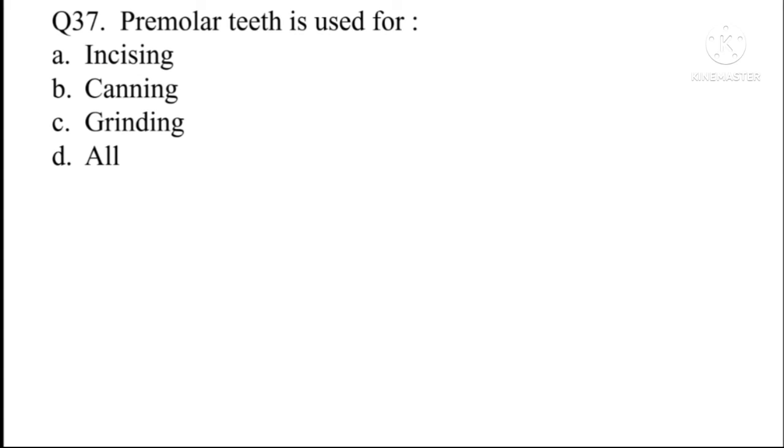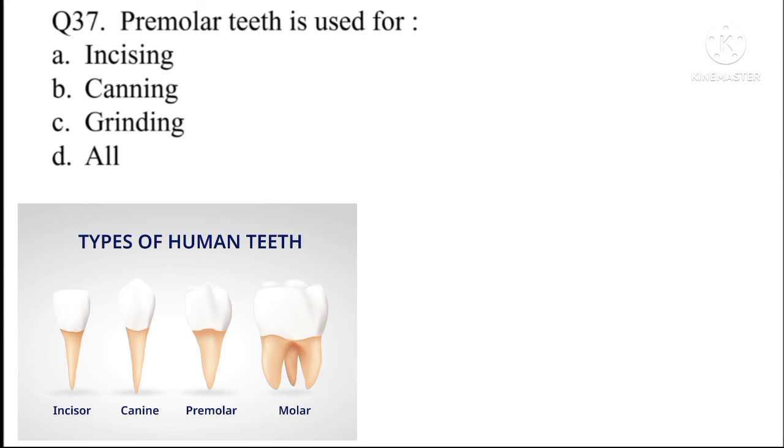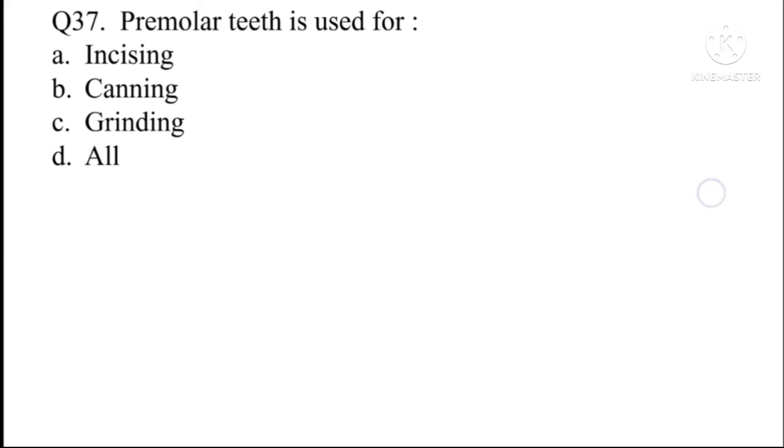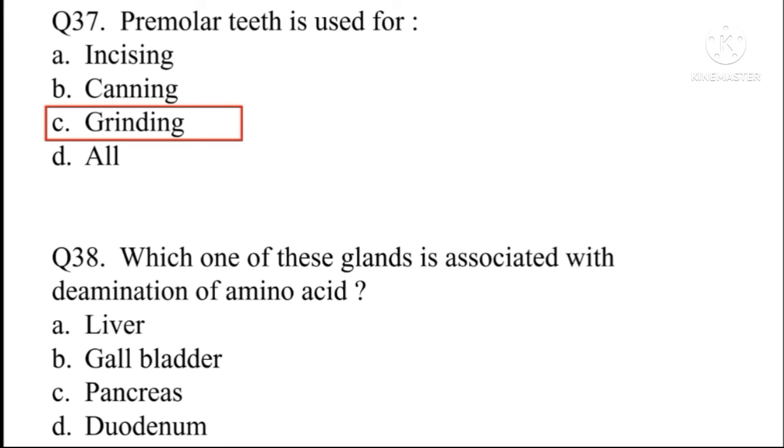Next question is premolar teeth is used for. Options given are option A incising, option B canning, option C grinding, option D all. So premolar teeth are used for crushing and chewing of food, and so the correct answer will be option C grinding. Next question is which one of these glands is associated with deamination of amino acids? Options given are option A liver, option B gallbladder, option C pancreas, and option D duodenum. Its correct answer is option A liver.